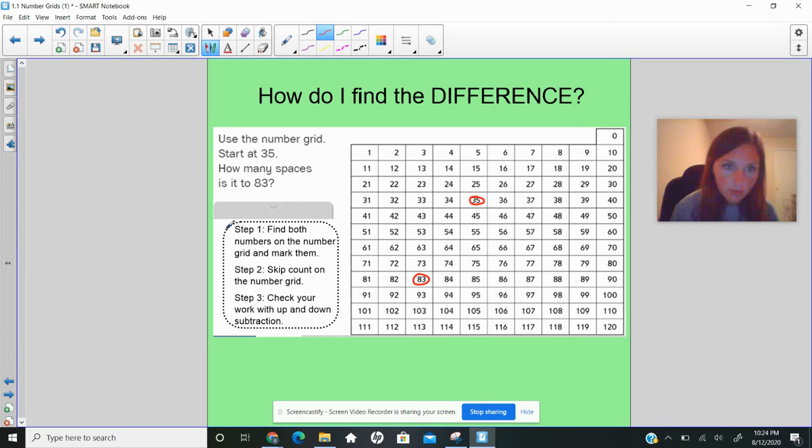And now step 2. I did the first step, check. Second step, skip count on the number grid. So I need to skip from here to here. I'm going to go down, and I know when I go down, I'm adding 10. I'm even going to draw that on here, like a little T for me to remember. So this way is minus 10. This way is plus 10. This way was plus 1. And this way was minus 1.